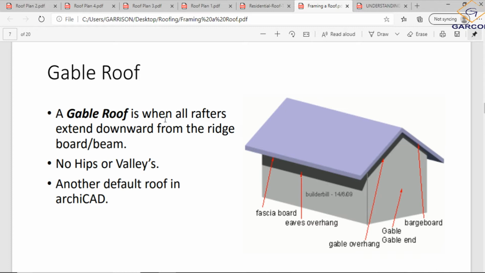Alright, a gable roof is when all rafters extend downwards from the ridge board or beam, with no hips or valleys. It's also a default roof in ArchiCAD. So in most drawing software, this roof comes as a default. The next popular type of roof we'll talk about is the hip roof. Hip and gable roofs are usually the most common types of roof for any architect or person who does drawing to go to, because they come as defaults in drawing software, where you don't have to do too much work to draw them because the software draws them already.